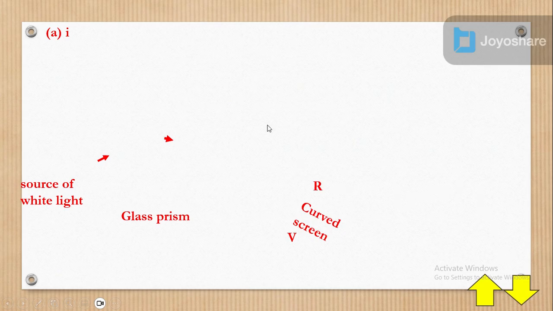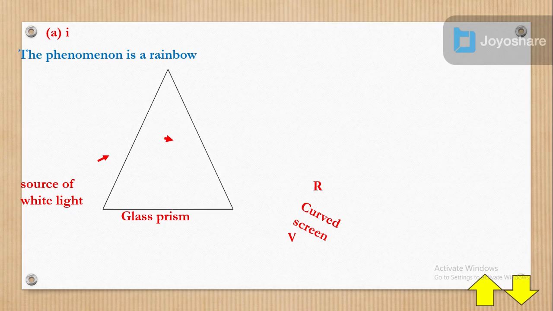Okay, well, let's start off. So we are saying that the phenomenon is a rainbow. We have all seen that from the picture. Okay, well, now let's get our glass prism and see how we can form the ROYGBIV colors. Let's see how that can come about.